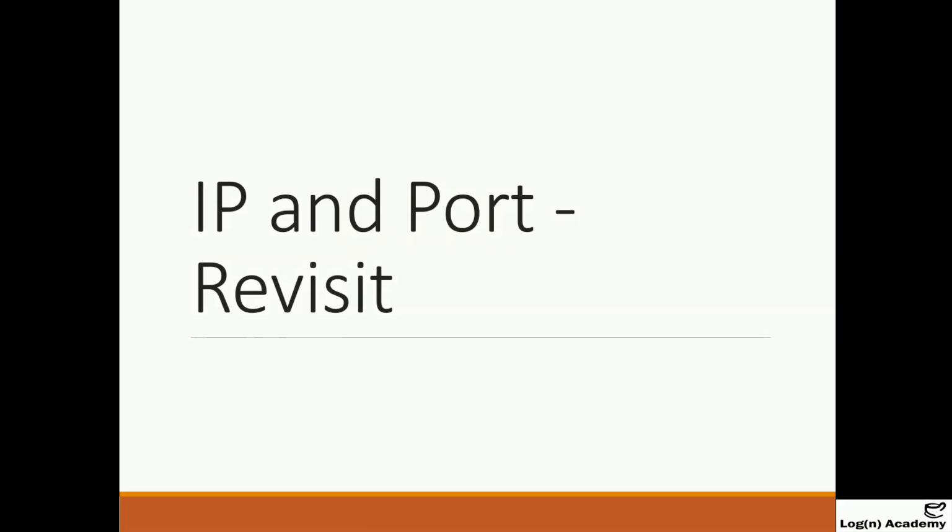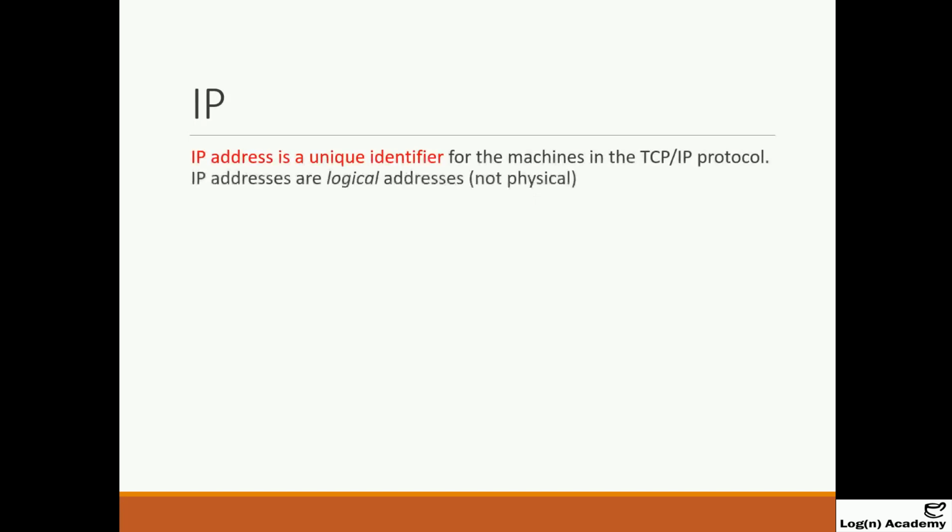Today we will discuss more about IP and port, and we will revisit some of the concepts that we discussed in the last lecture. So we were discussing IP. An IP is a unique identifier for machines in the TCP/IP protocol. IP addresses are logical addresses. It's very important to understand that these are logical addresses, not physical addresses. A MAC address is a physical address, and IP addresses are logical addresses.